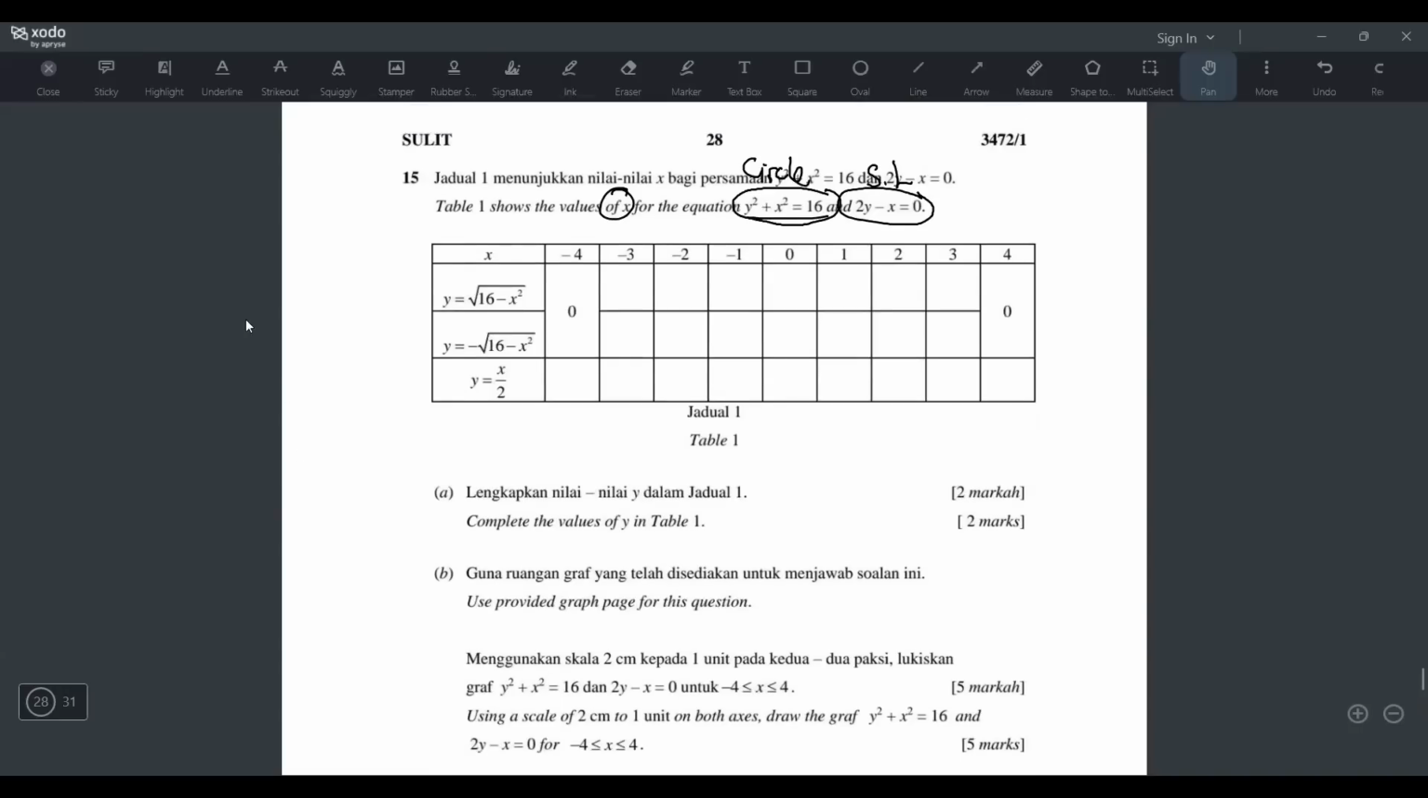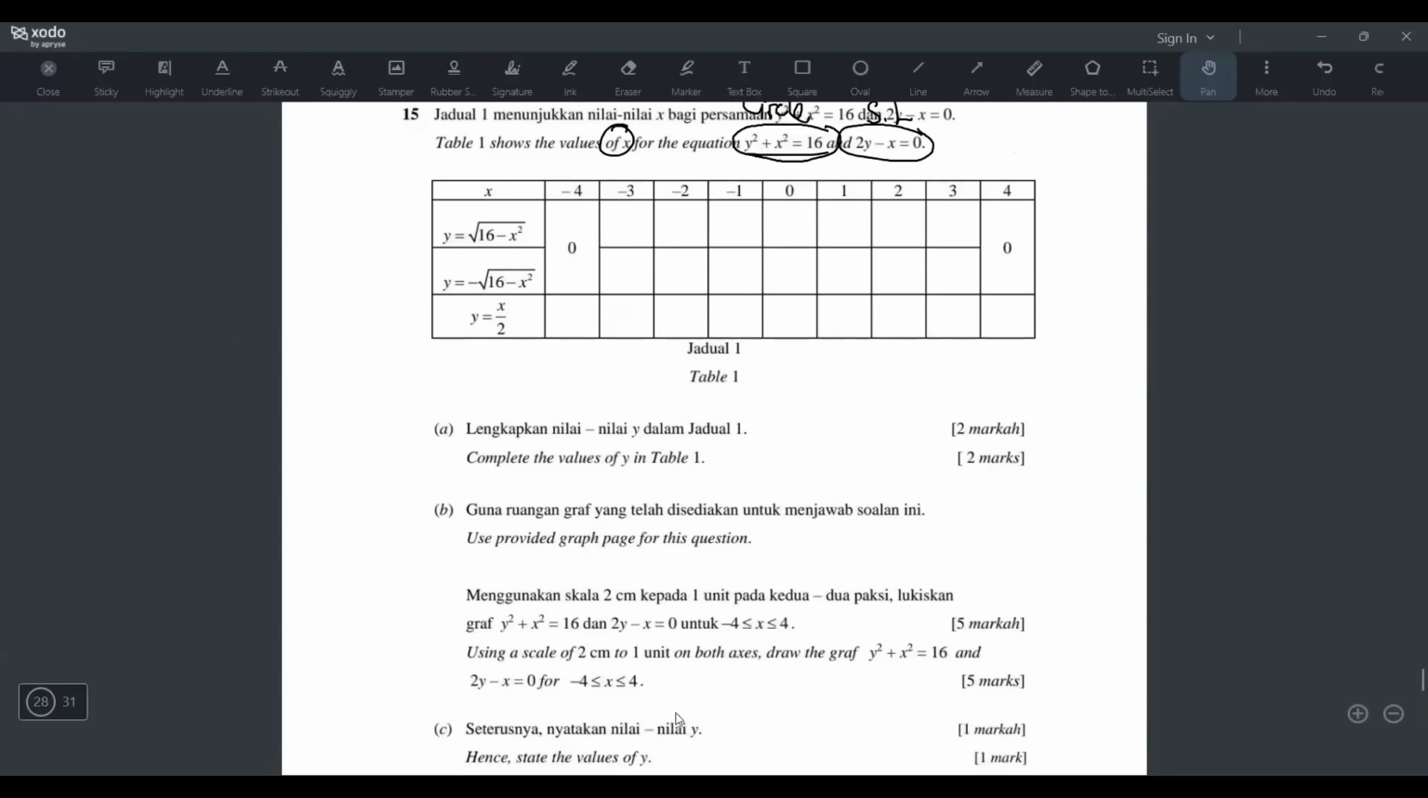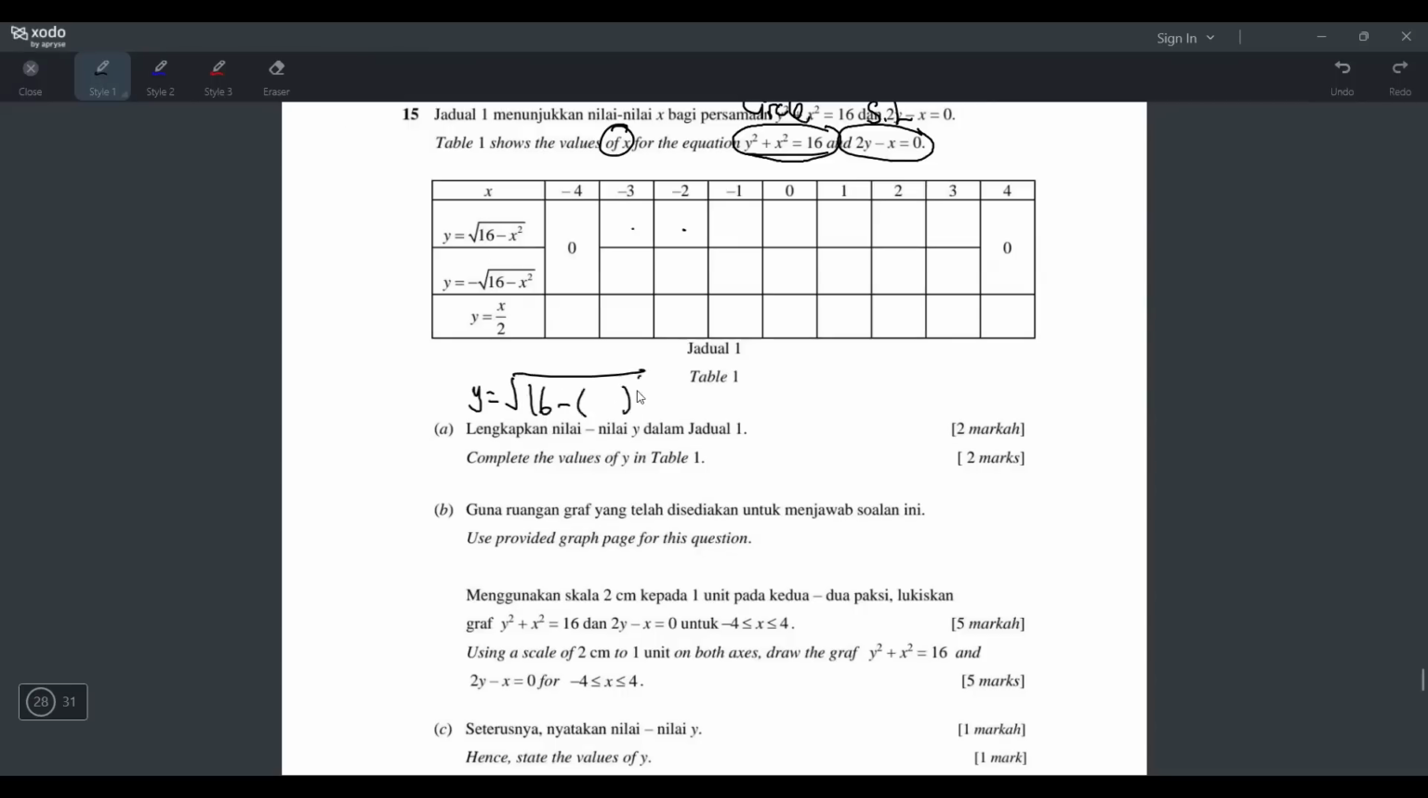But it should be easy also, because if you can draw in a square grid, it means you can draw on graph paper lah. It's more or less the same. Just follow the scale that they give. Okay, but first I need to find out all these values, and I need to use the calculator. So this one is y equals square root of 16 minus x square, and the x I have to substitute with all these values.